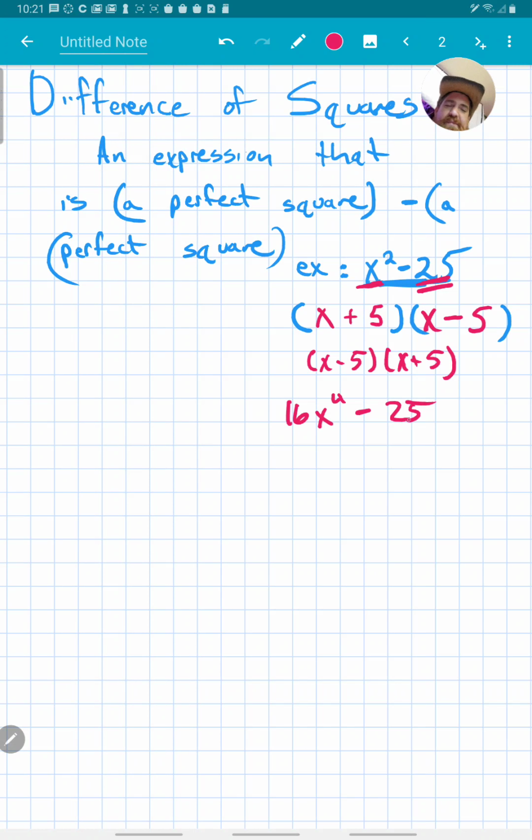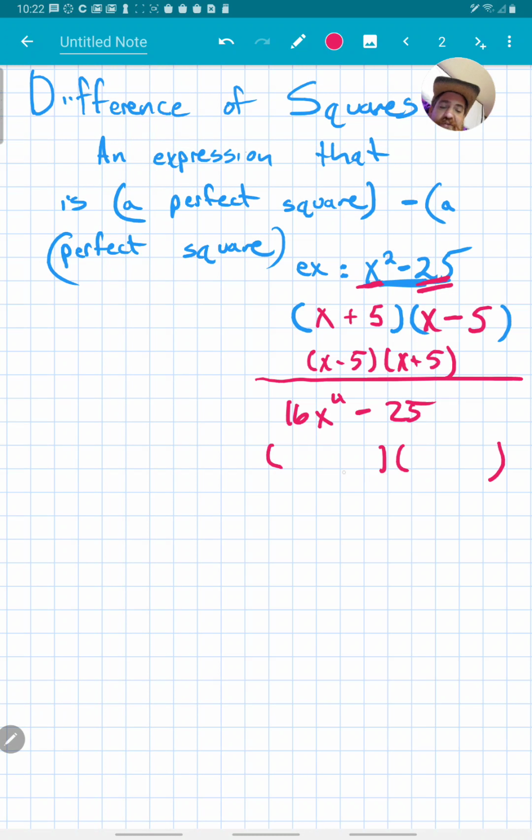Alright, so it might not be that hard to recognize, but this is the same type of deal. It's a difference of two squares. 16x to the fourth is a perfect square. You can take the square root of that. 25 we know is a perfect square as well. So there's a minus sign between them. Difference of two squares. We remembered the pattern.